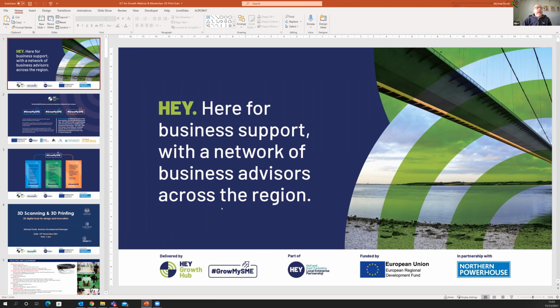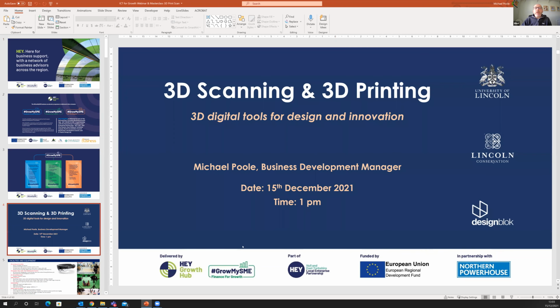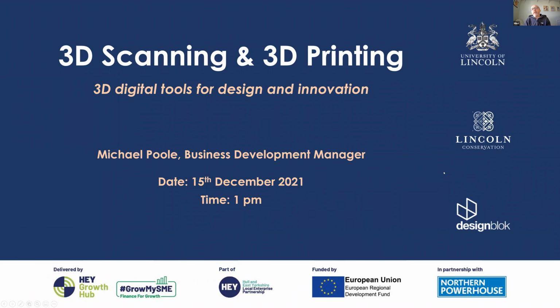In terms of who I am, my name is Michael Paul. I work for the University of Lincoln. I'm a business development manager at the University of Lincoln, but my background is in industrial design and technology transfer. And I work very closely with our School of Architecture and the Built Environment, our School of Design, Film and Media Production. I also work very closely with the School of History and Heritage, English and Journalism.